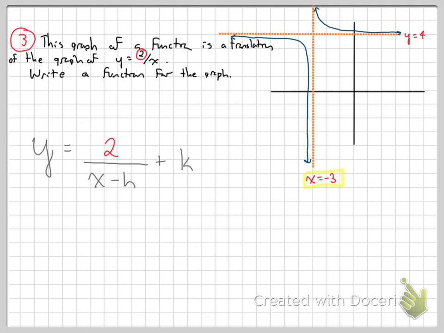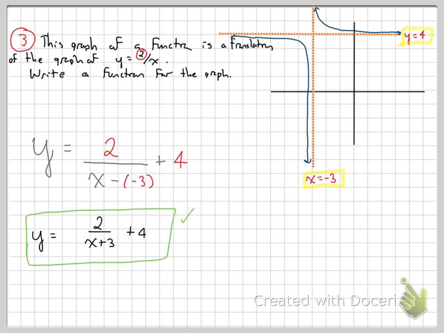My h value is negative 3, so I'd plug in negative 3 for h. And my k value is 4, so I plug in 4 for k. Now to simplify everything, minus the negative turns positive. The function for this graph would be y equals 2 over x plus 3 plus 4, and I would be done.